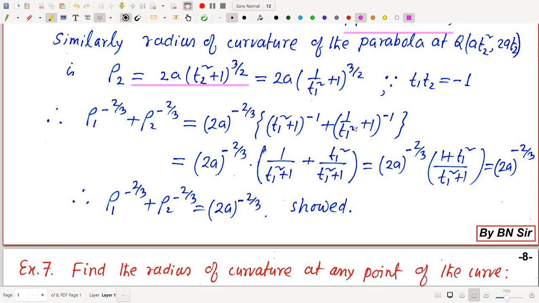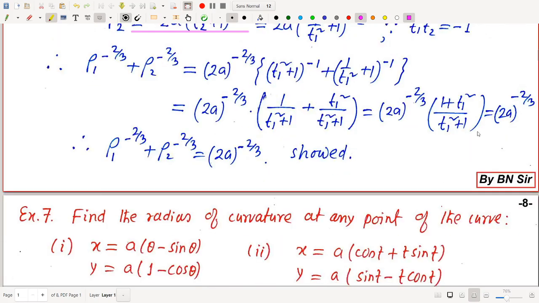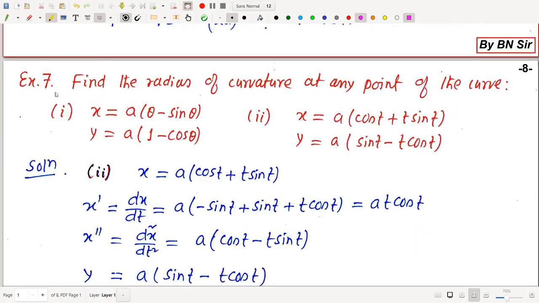Here if we take LCM, it will be (1 + t1²)/t1², but the power is minus 1, so it is t1²/(t1² + 1), and then it is (1 + t1²)/(t1² + 1), which means it is 1. So finally we have got 2a^(-2/3). Therefore ρ1^(-2/3) + ρ2^(-2/3) = 2a^(-2/3). Next, example number 7.